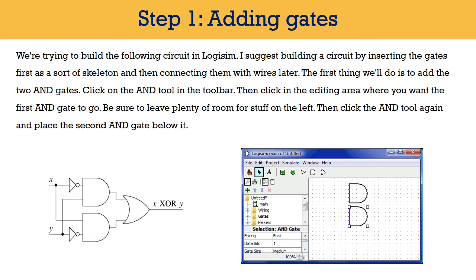Now let's go for adding a gate or a circuit in Logisim. We are trying to build the following circuit in Logisim. I suggest building a circuit by inserting the gates first, sort of stacked on one another, and then connecting them with wires later. The first thing we will do is add the two AND gates. Click on the AND tool in the toolbar. Then click in the editing area where you want the first AND gate to go. Be sure to leave plenty of room on the left. Then click the AND tool again and place the second AND gate below it.